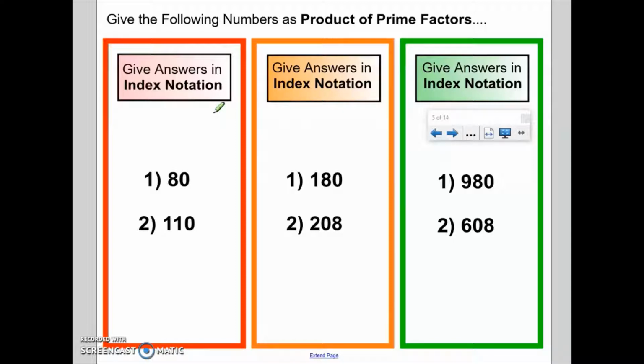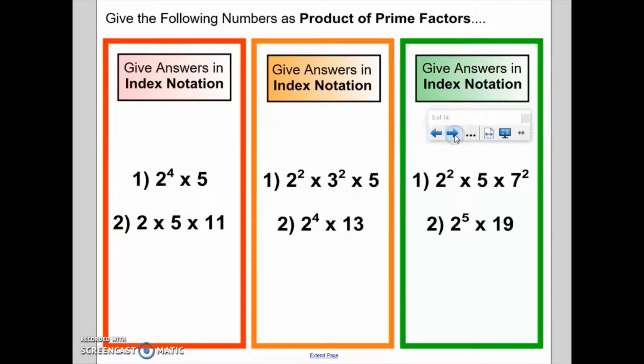Okay, welcome back to the video. I'm just going to show you my answers. So my answers for each question in index notation look like this. You will notice for number 2 in the red section that no numbers were duplicated. So we didn't have two 2s or two 5s or two 11s. Therefore, there was no index notation version of this answer. If you could mark up your answers, just making sure that they correspond with the answers on the screen now. Very well done if you're getting all 6 correct.